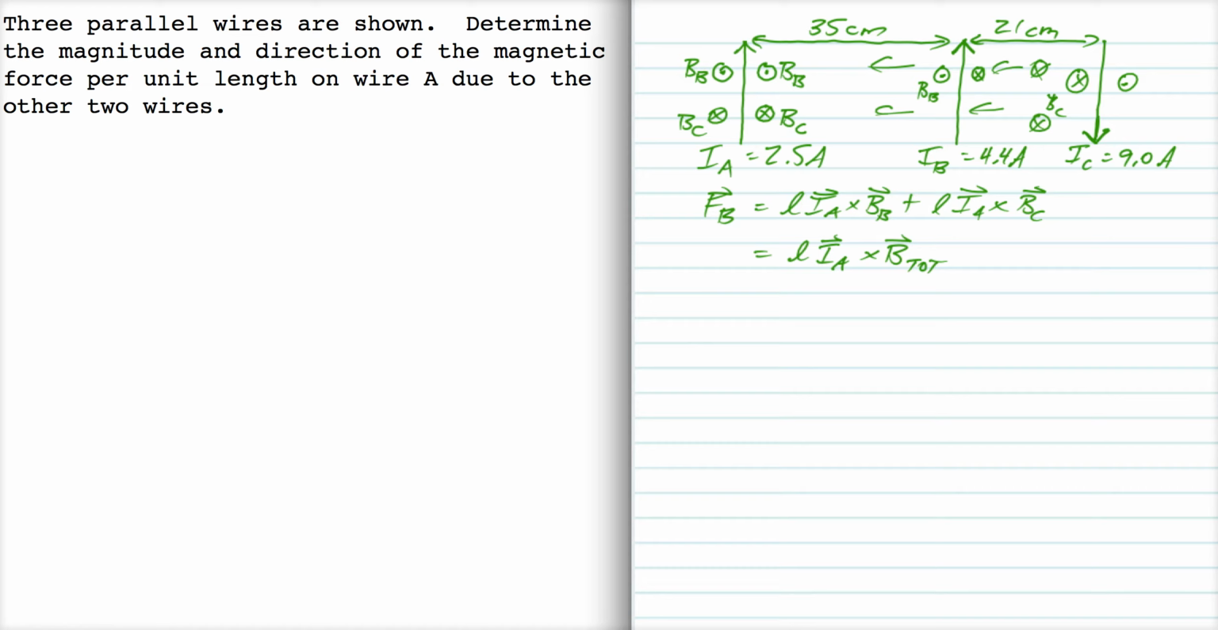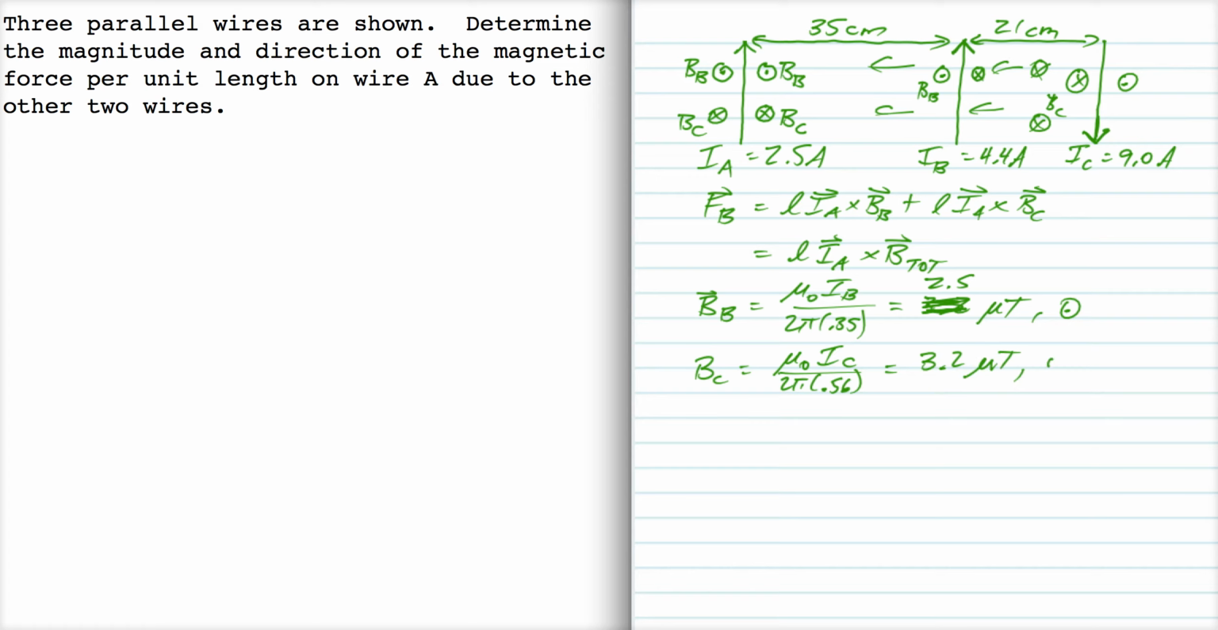So to find the total magnetic field, let's start with the magnetic field due to wire B. That has a magnitude of mu naught I_B over 2 pi times 0.35, which is 2.5 microtesla, pointing out of the page. And then the magnetic field due to wire C, distance here is 35 centimeters plus 21 centimeters, which is 0.56 meters. So that's 3.2 microtesla, and that points into the page.